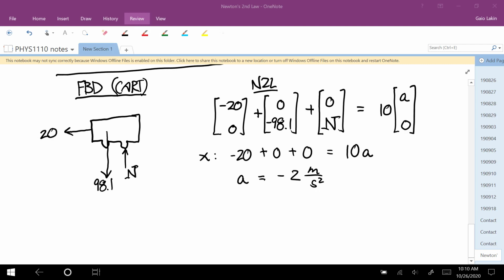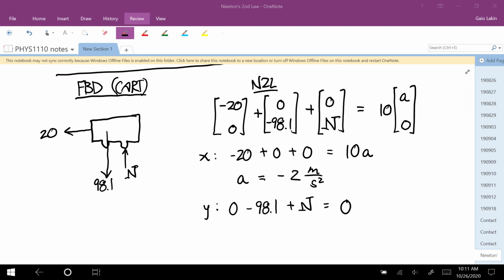Now, does the y equation give us anything? Well, it says 0 minus 98.1 plus N is equal to 10 times 0. So it does give us something. We could calculate the normal force with it, but we're not asked for this. That isn't what I happen to ask for in this problem. So for this problem, I'll just leave that alone.